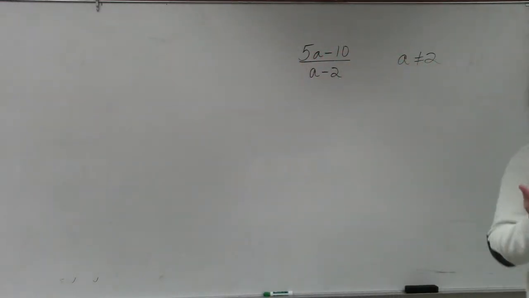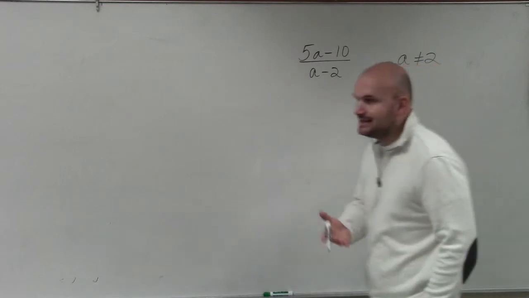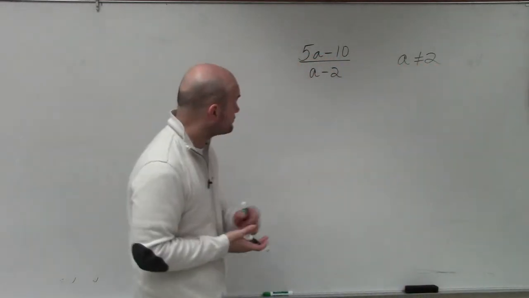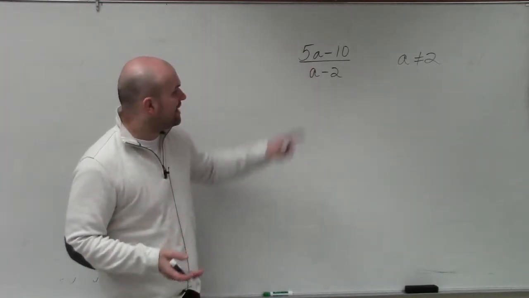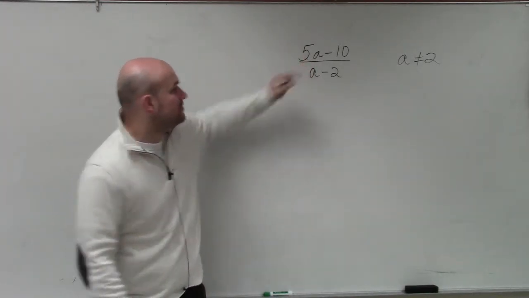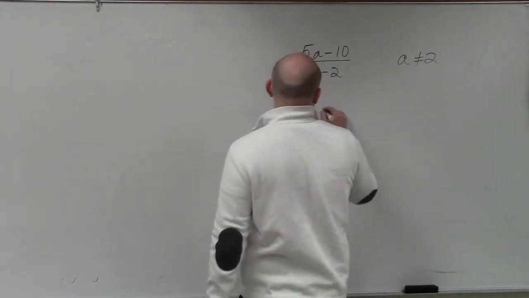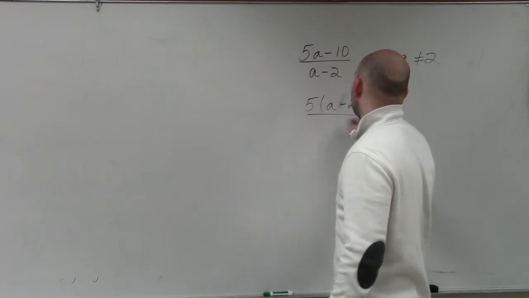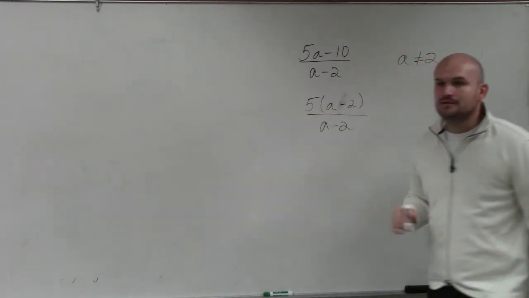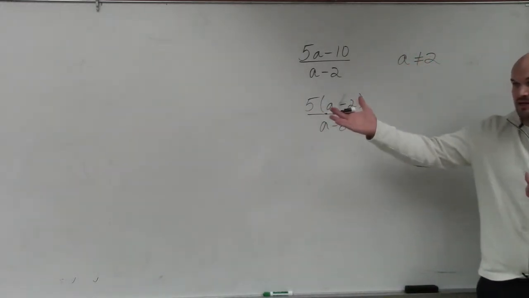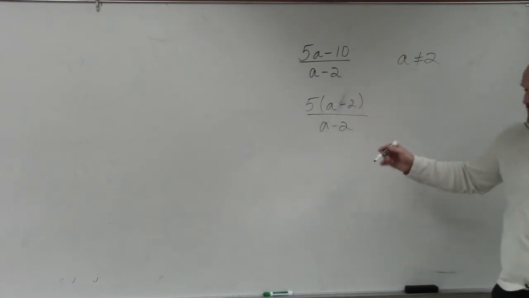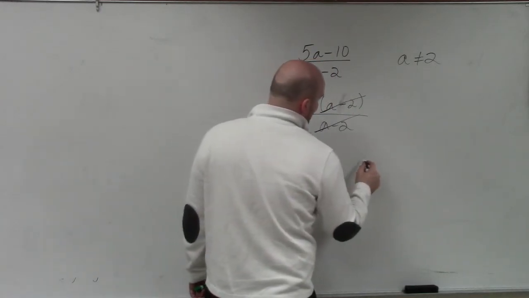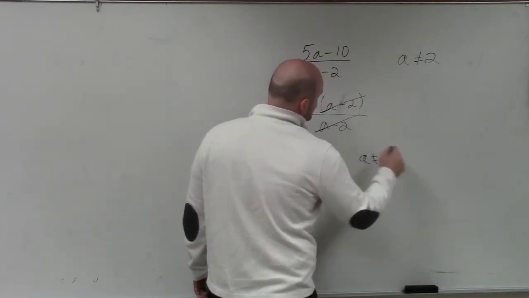All right? So when you're writing your answers, I want you to understand that there's a value that a cannot equal. In this case, that value is 2. So now we're going to simplify. I know I have a GCF up here, so I can factor out a 5. If I factor out a 5, I'm left with a minus 2 divided by a minus 2. Those cancel and leave you with 5, where a cannot equal 2.